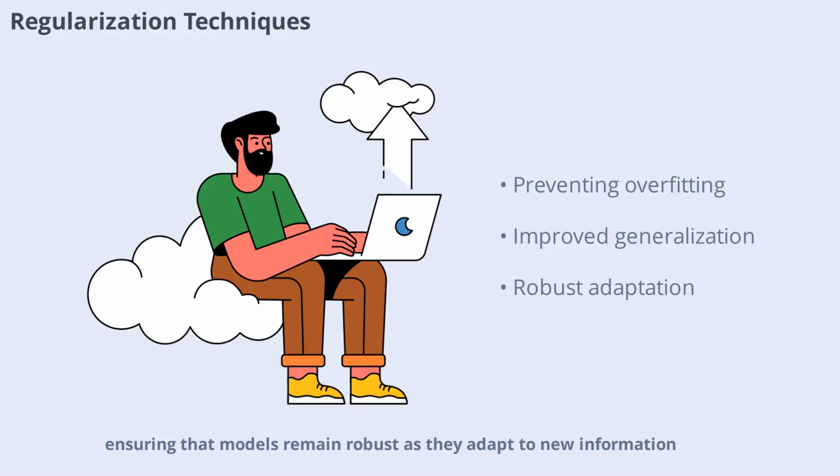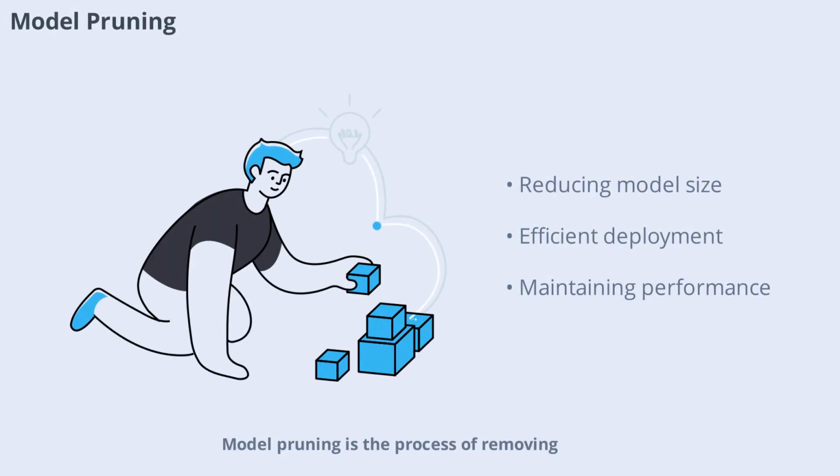to new information. Auto-pruning is the process of removing unnecessary parameters or connections from a neural network. This reduces the model's size and computational requirements without significantly affecting performance. Pruning is especially useful for deploying models on resource-constrained devices. By streamlining the model, pruning helps maintain efficiency as models evolve and grow more complex.